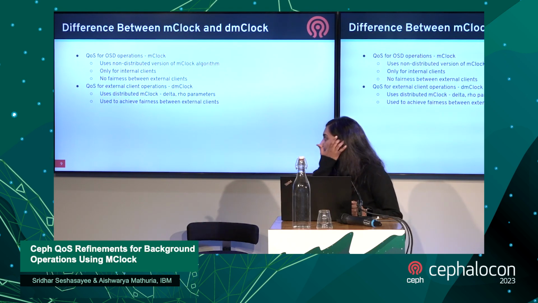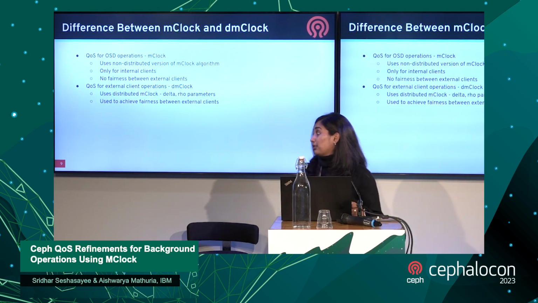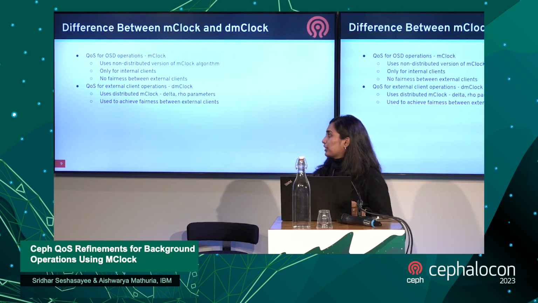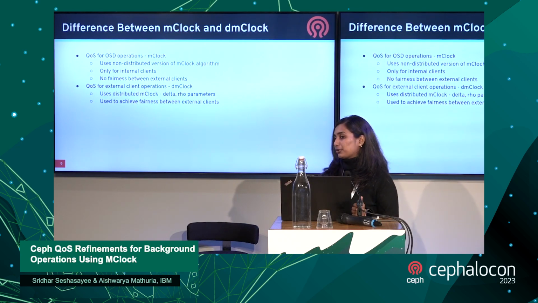So what is the difference between MClock and distributed MClock? Currently, MClock is used for QoS for OSD operations. This is the non-distributed version of the MClock algorithm, and it's only for the internal Ceph clients. It doesn't establish fairness between the external clients.